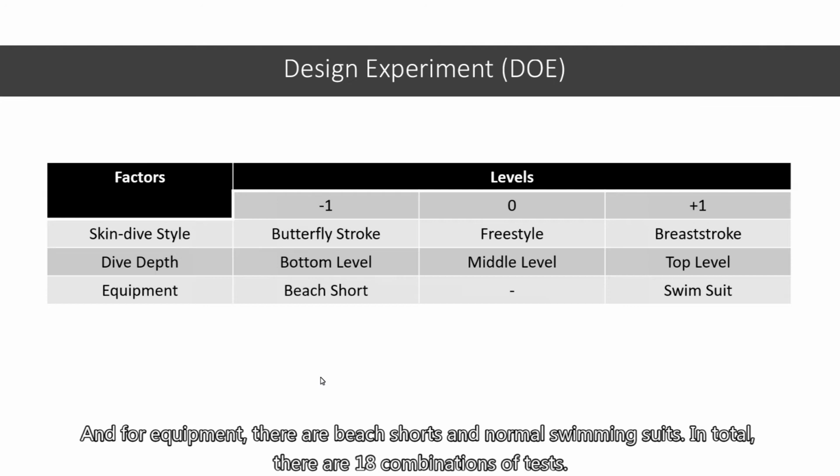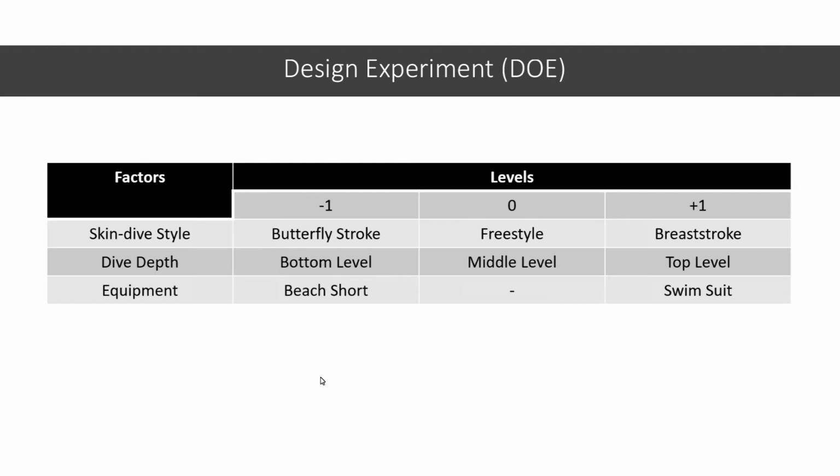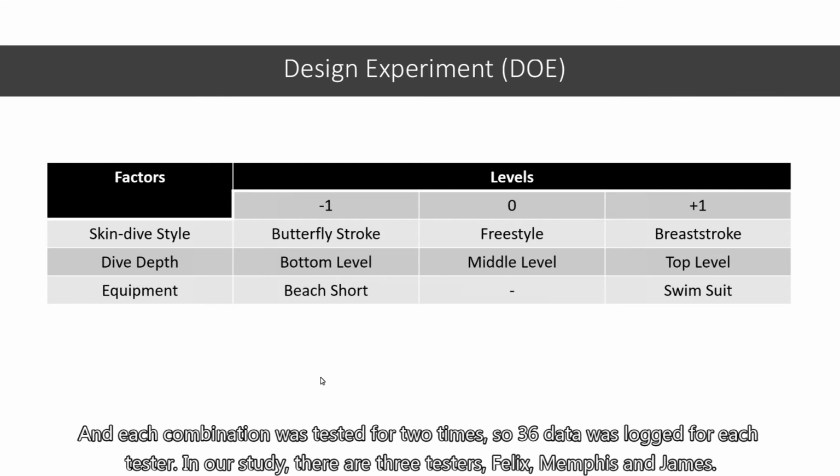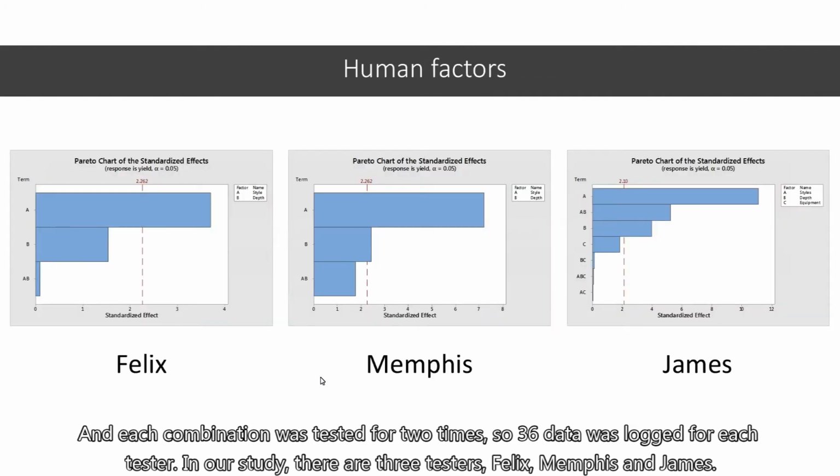In total, there are 18 combinations of tests. And each combination was tested 2 times. So 36 data points were logged for each tester. In our study, there are 3 testers: Felix, Memphis, and James.